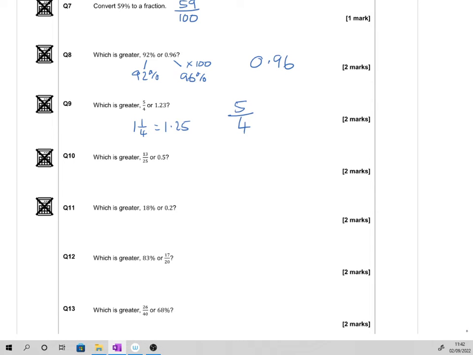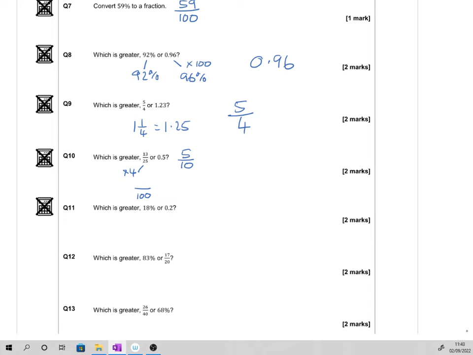13 over 25, or 0.5. Okay, 0.5 is 5 out of 10, because that's 5/10. Now, this one, let's multiply this by 4. Then I'll get something over 100. So that will be over 100.